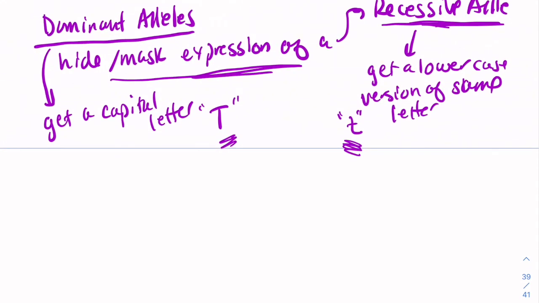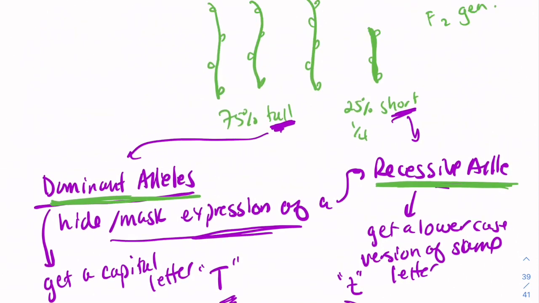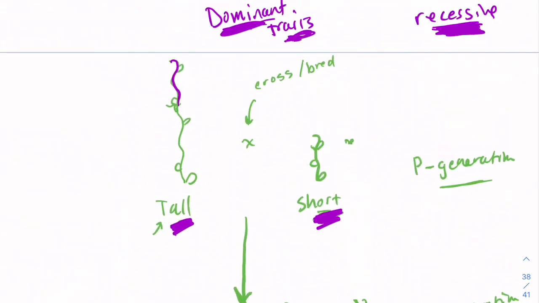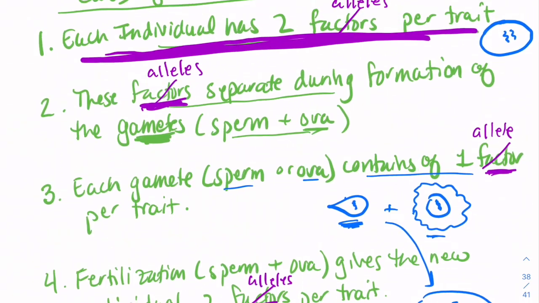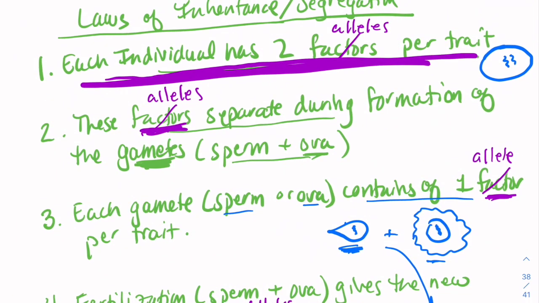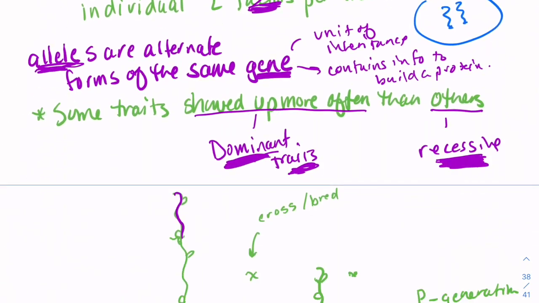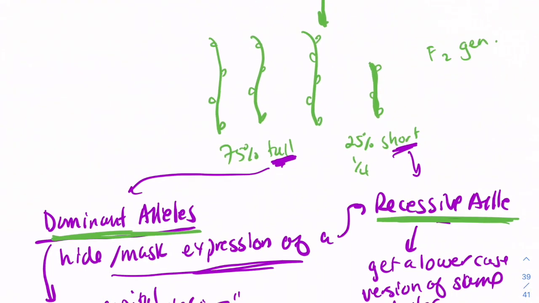So we have both dominant alleles and recessive alleles, and the presence of a dominant allele hides expression of the recessive. Now let's think about what this means in terms of the laws of inheritance. So I'm just going to scoot back here and back up to Mendel's laws of inheritance. Each individual has 2 alleles per trait. So in terms of tallness or lack of tallness in pea plants, let's take a look at the different combinations.